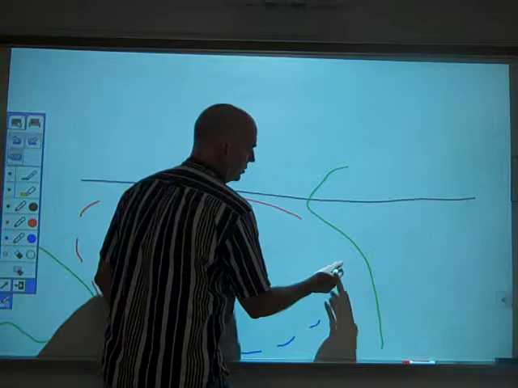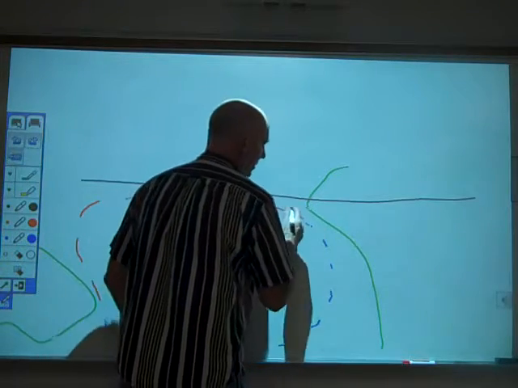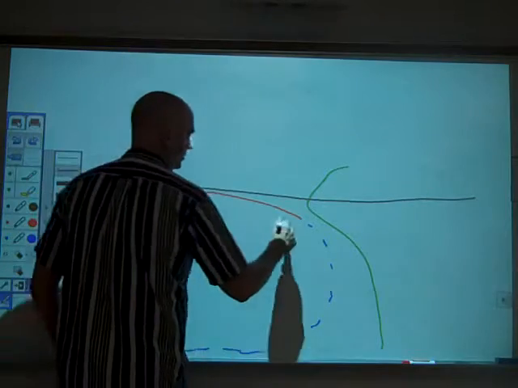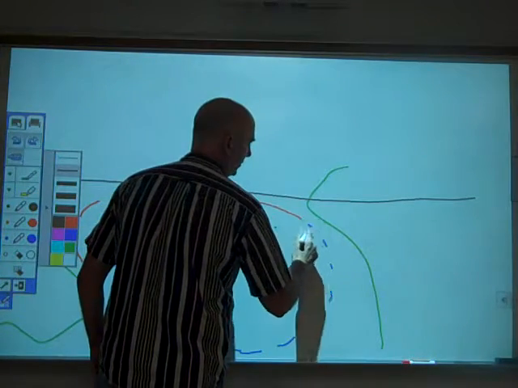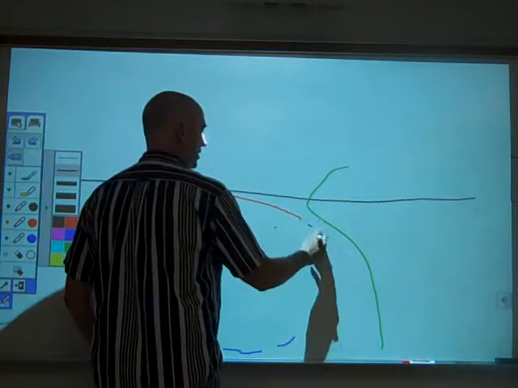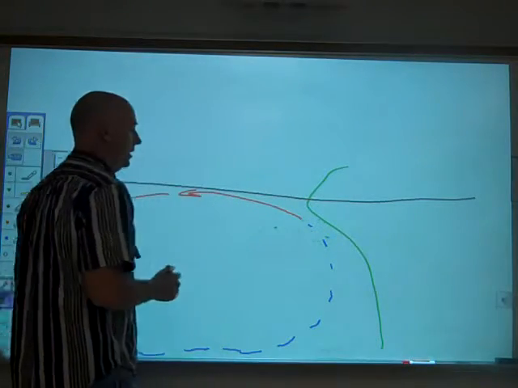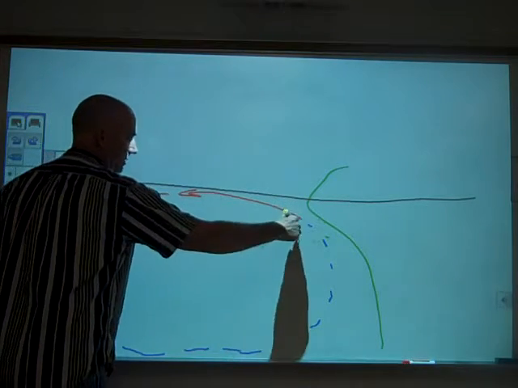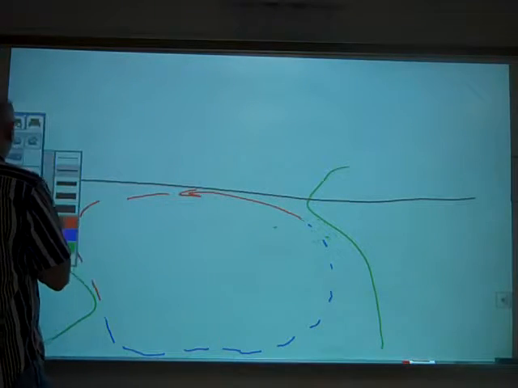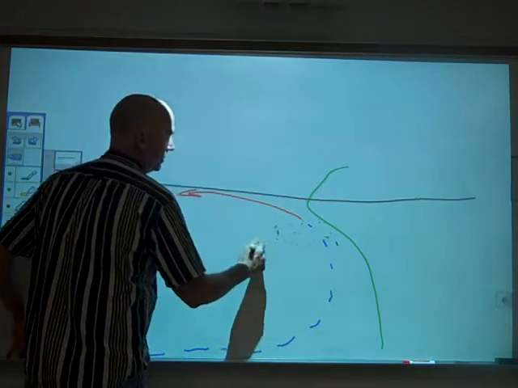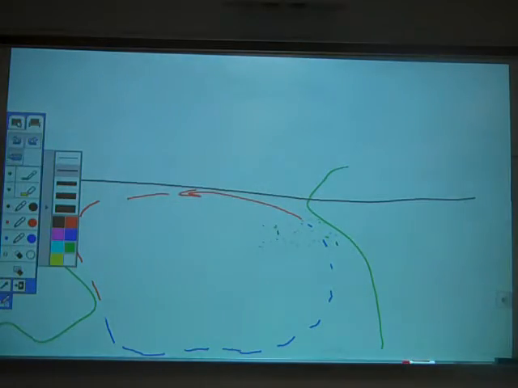Then it gets pushed up here, and in this area, like I said a minute ago, you have a lot of productivity. You've got nutrient-rich water, lots of oxygen because it's cold, and therefore you end up having a lot of fish, and that's just representing plankton, and from there you get your fish and everything else that eats. So very productive areas. That's the normal situation.